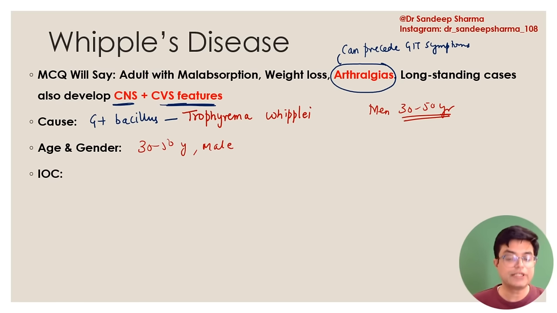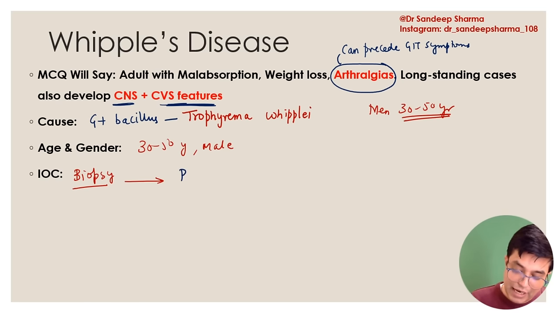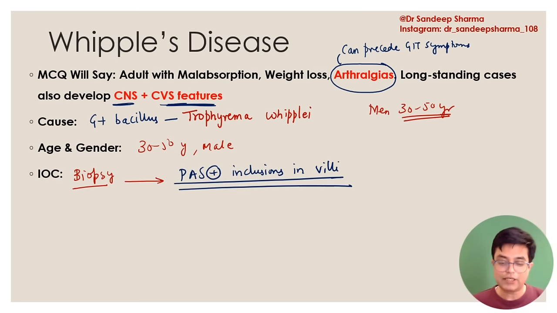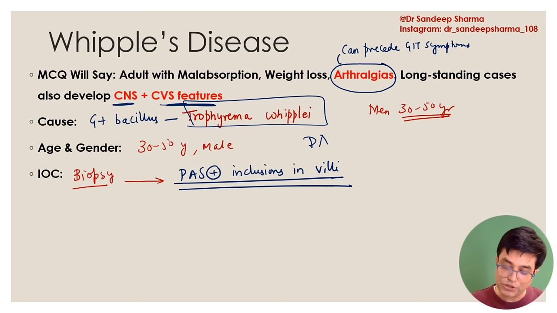What is the investigation of choice? You will take a biopsy, upper GI endoscopy followed by biopsy, and the biopsy will show the presence of PAS positive inclusions in the villi. These PAS positive inclusions are nothing but Tropheryma whipplei. Tropheryma whipplei itself is PAS positive.